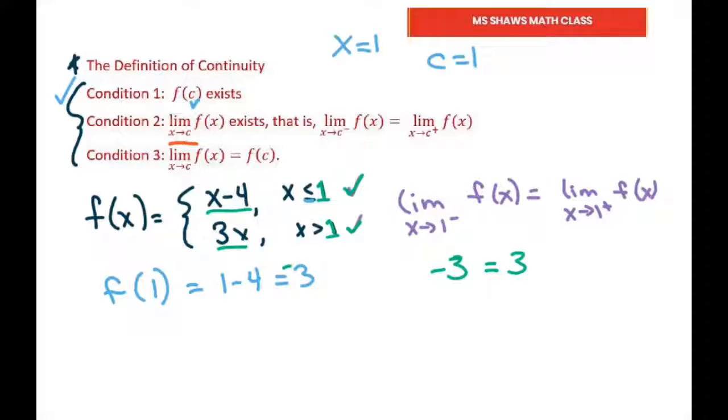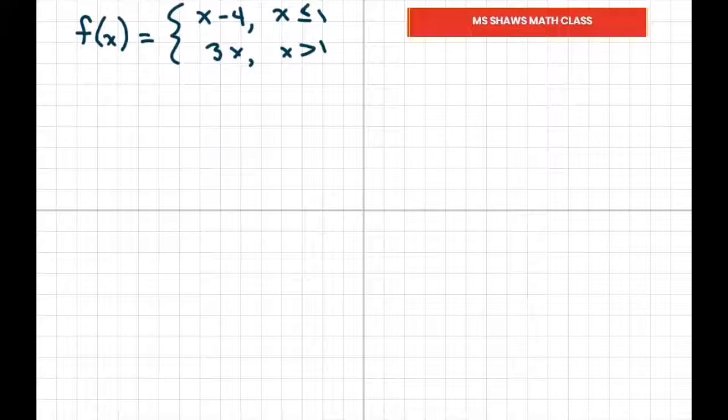Clearly, these two numbers don't match. They don't equal, so we don't have a limit because they don't equal, so the limit does not exist. Therefore, condition 2 is not satisfied, and therefore we don't even need to go to condition 3. Now, let's graph it and see what's going on with this.